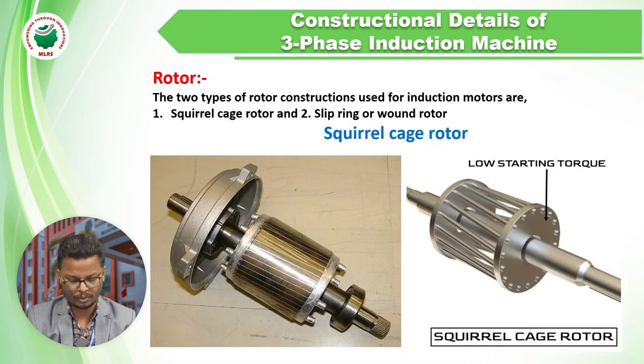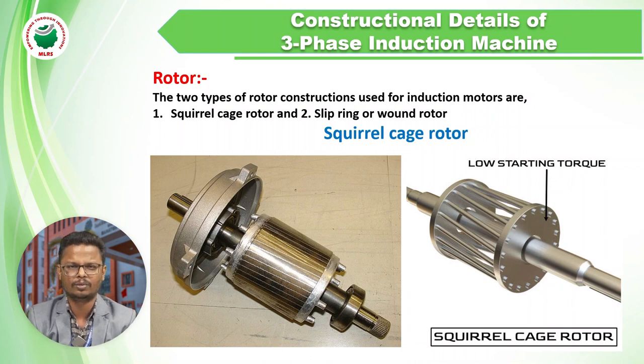Now we will discuss the rotor. The rotor is of two types: one is the squirrel cage rotor, another one is the slip ring induction motor rotor. Why it is called a squirrel cage: when we remove the core of the rotor, the remaining winding, which has bars, looks like a cage in which a squirrel lives. That appears like a squirrel cage, so it is called the squirrel cage.